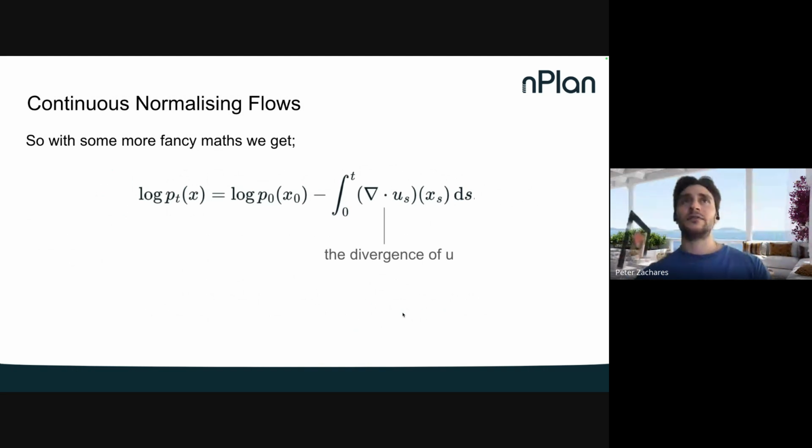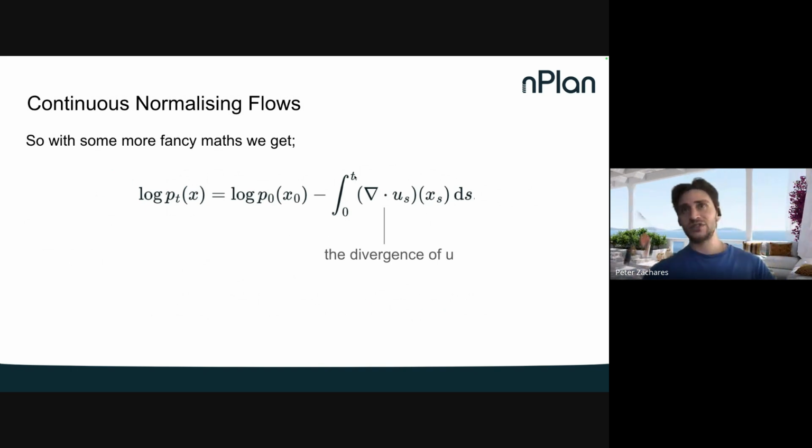Luckily, with some fancy math, there's an equation for that. You know your p naught, your initial distribution, and you know x naught, the initial data point, and then the likelihood at each time, especially the endpoint, which is what we want to know, p1, is equal to this equation here, which is the initial log likelihood minus the integral of the divergence of u of s from 0 to time t, or time 1.